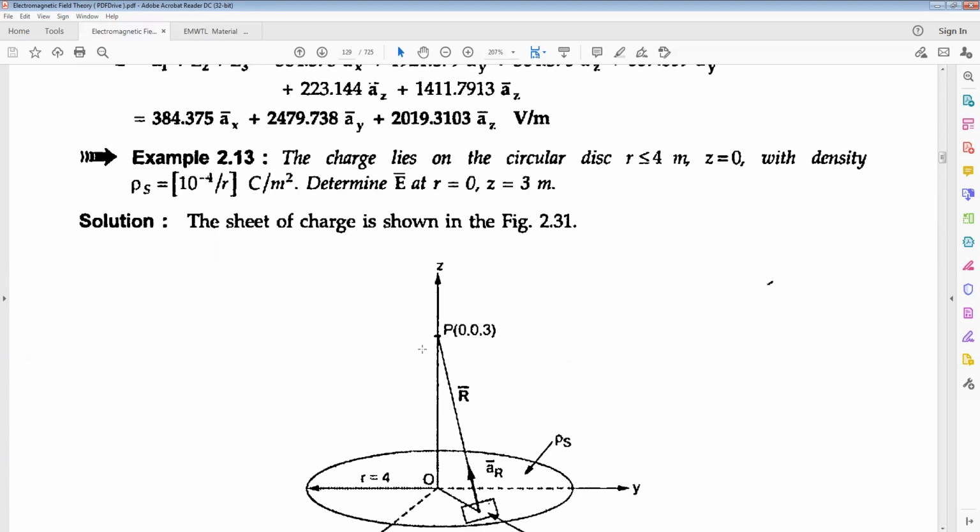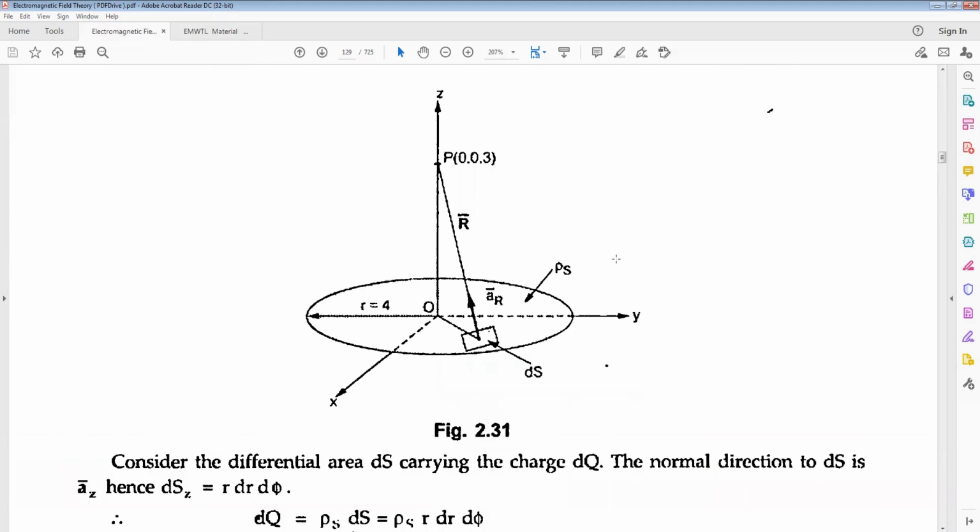Next example: the charge lies on a circular disk, R less than or equal to 4 meters, at Z equal to 0, with surface charge density rho s equal to 10 power minus 4 by R coulomb per meter square. Determine the E bar at R equal to 0, Z equal to 3 meters. Okay, this is a circle we have.